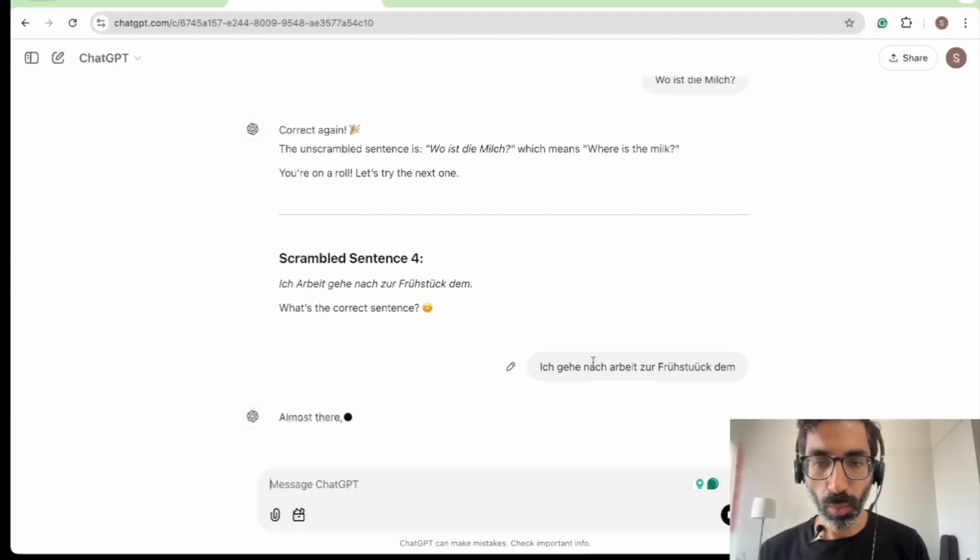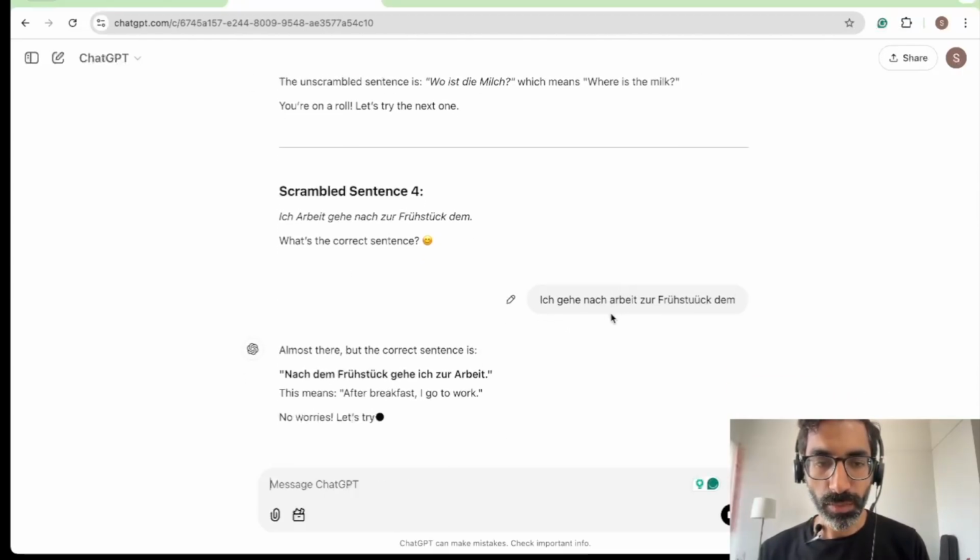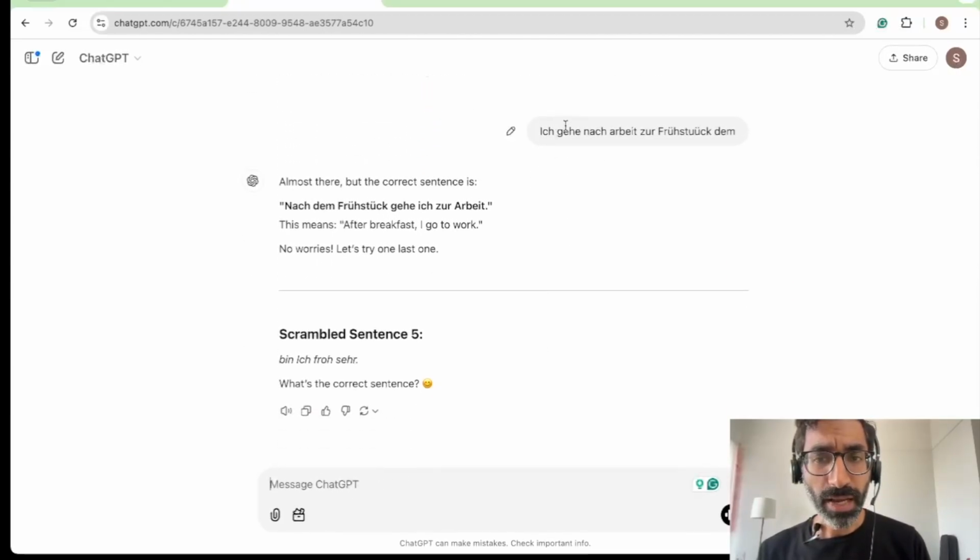Okay, let's see what happens if I make a mistake. Because I made a mistake, as you can see, ChatGPT has corrected my mistake and given me the right order. It says "Nach dem Frühstück gehe ich zur Arbeit," which means after breakfast I go to work. Again, you're doing it for the first time, so mistakes are bound to happen, but that's a good thing because you're still practicing and getting a hang of how sentences are formed, right?